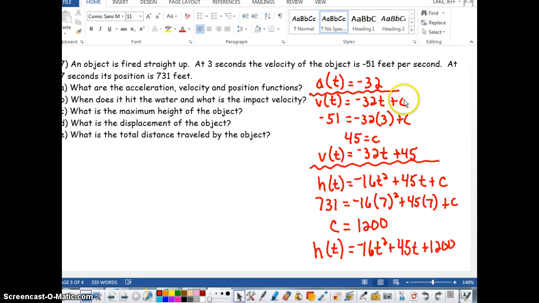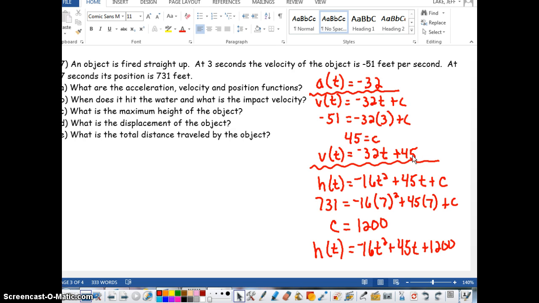You always take the integral of that, which is going to be negative 32t plus c, and then I have to give you some information to solve for the c. So in the problem, I give you at 3 seconds the object is negative 51 feet per second. That's the velocity. Plug that in. Plug the 3 in, and you solve, and you get 45. You replace your c, and that's your velocity equation.